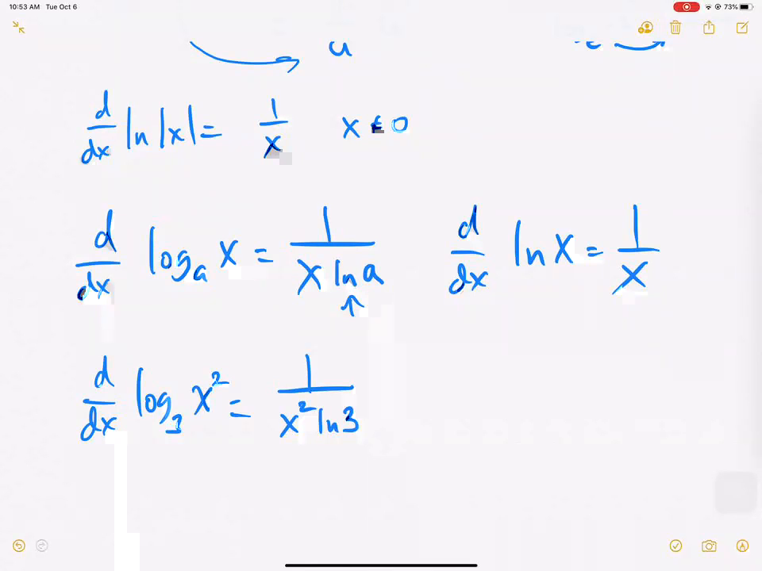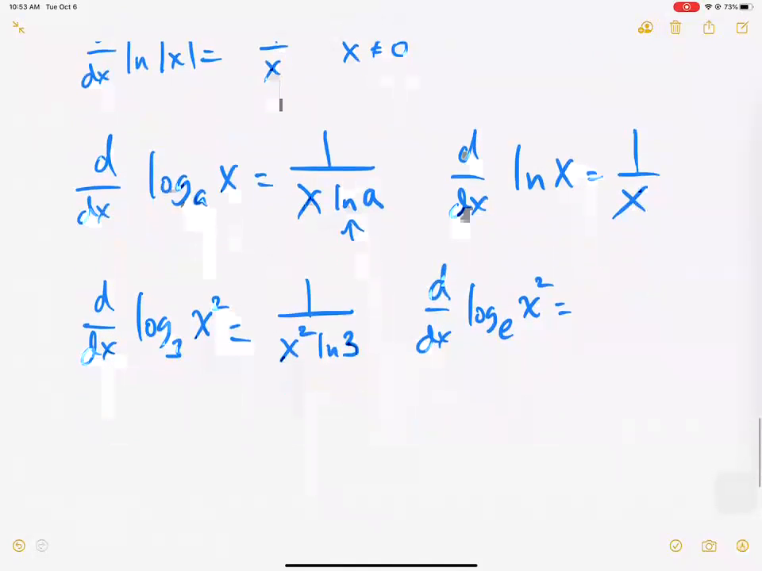Now I'm going to write this same exact log, except d over dx log base e of x squared. Now remember, log base e can be rewritten as natural log of x squared. Is everyone okay with this notation? Log base e is the same as natural log. So these are synonymous with each other, okay?